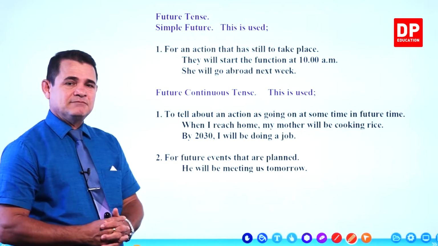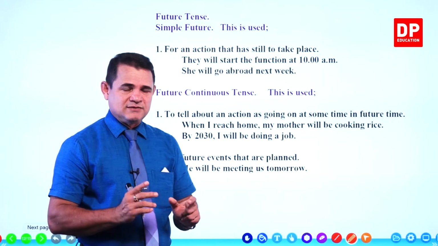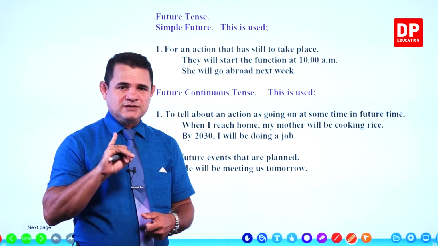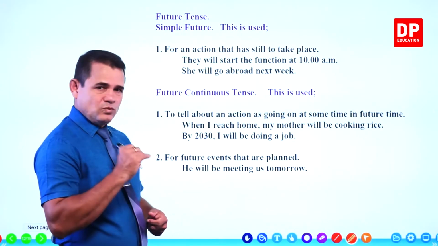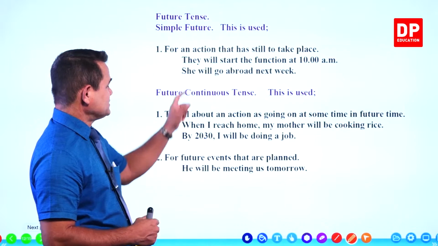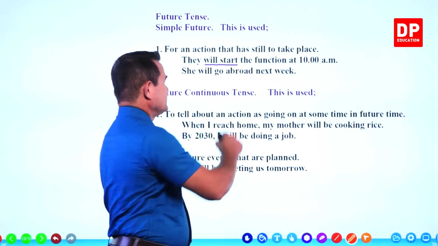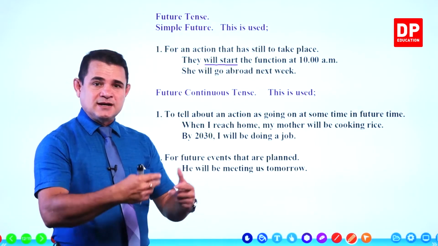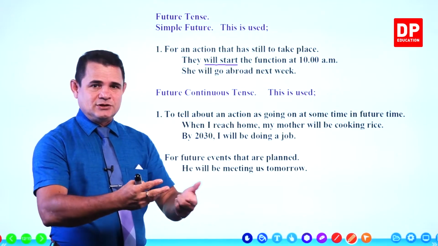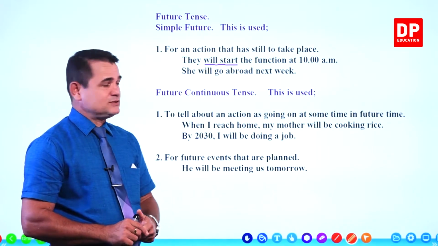Example, and when I say simple future, we actually discussed it earlier. It is will plus first form or the base form of the verb. Will plus verb 1, infinitive, stem, the base form. For example, they will start the function at 10 a.m. Will start. They will start. Future. Not yet started. They will start the function.